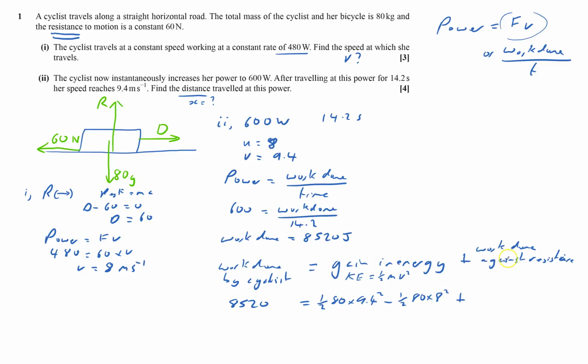And I've got to add the work done against the resistance. And work done is force times distance. So the force is 60 because that's the resistance force, and the distance is s, in this case I've said it's going to be x. That will give us 60x equals 7545.6. So x equals 125.76 meters, or 126 meters, to 3 significant figures. And that's question 1 done.